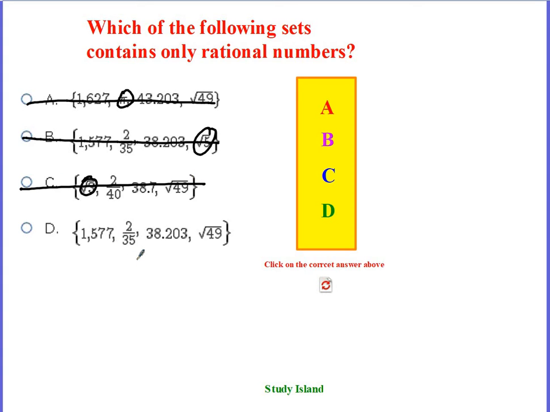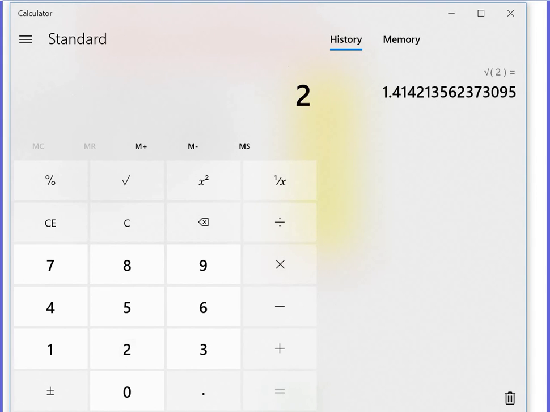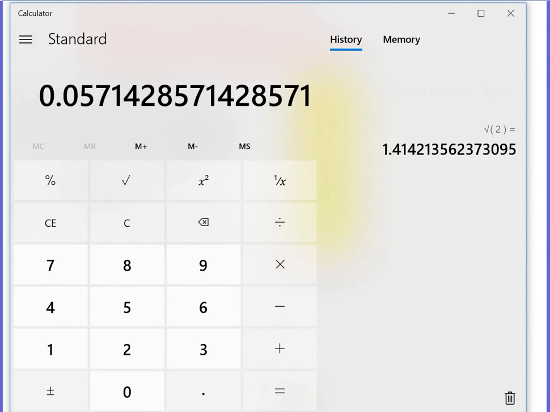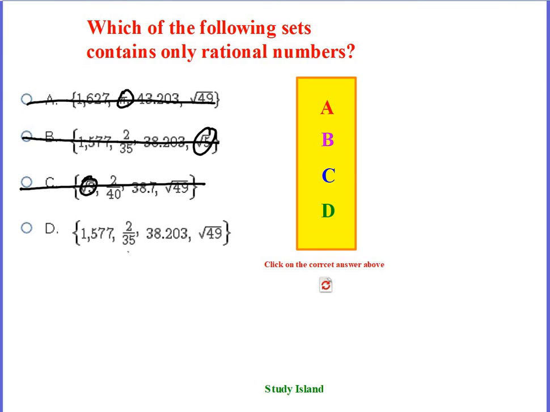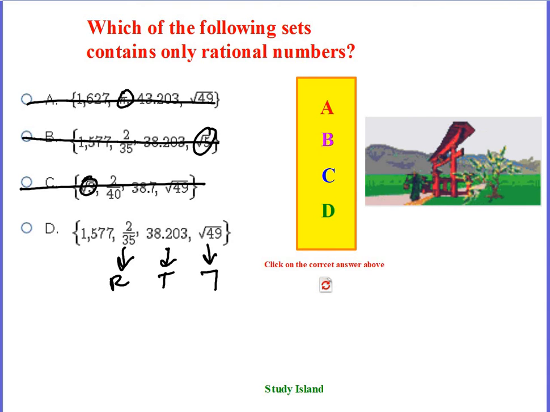So here, I just want to double check. If I do 2 divided by 35 to change it to a decimal, I can see that it does repeat. So it goes 5, 7, 1, 4, 2, 8, 5, 7, 1, 4, 2, 8, 5, 7, 1. So this does repeat. Even though it goes on forever, it does repeat. This one terminates. The square root of 49 is 7. So therefore, my correct answer in this case would be D.